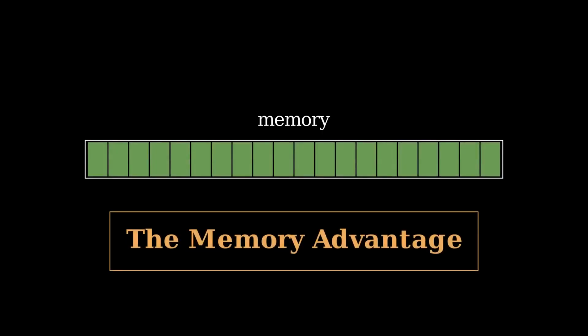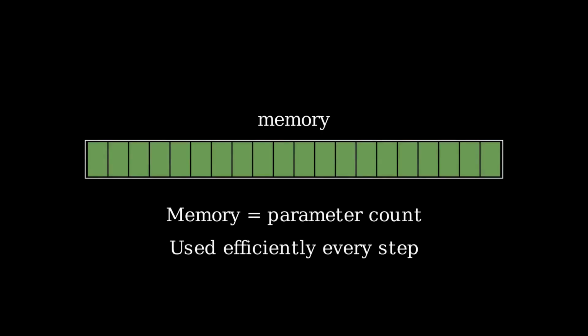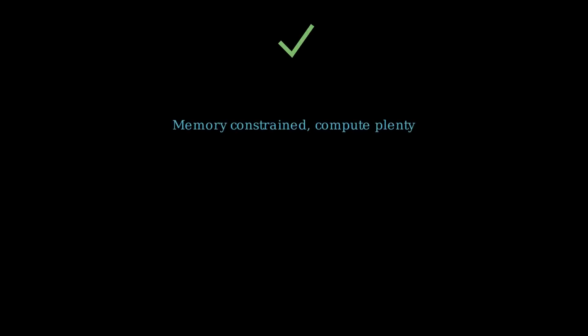The flip side, dense models use memory efficiently. Memory equals parameter count. Every parameter loaded is being used. No idle waits, no routing overhead. Memory usage is predictable. Where dense wins: memory is tight, compute is available. Latency must be predictable, no routing variability.